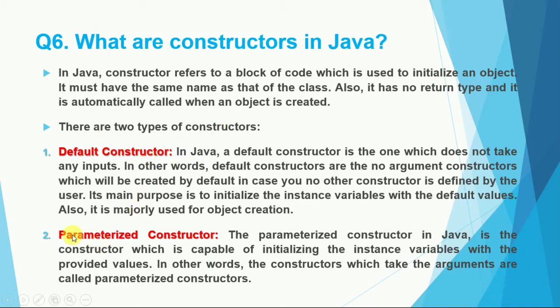Next is the parameterized constructor. As the name says, it is a constructor which is capable of initializing the instance variables with the provided values. So we can pass values to this parameterized constructor. In other words, a constructor which takes arguments is called a parameterized constructor. I hope you understood the difference between the default constructor and the parameterized constructor, and what a constructor is in Java.